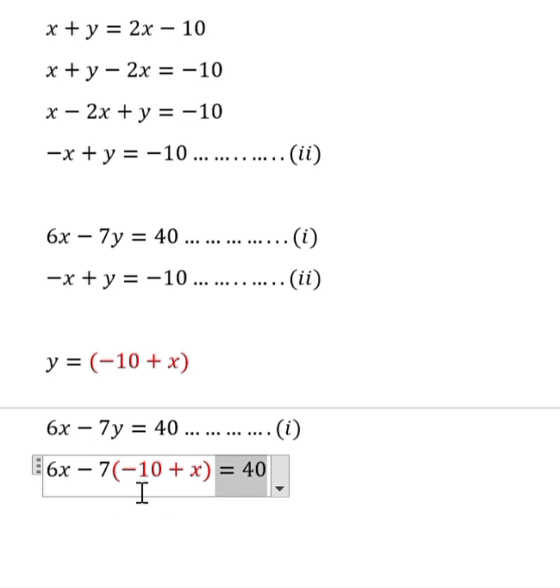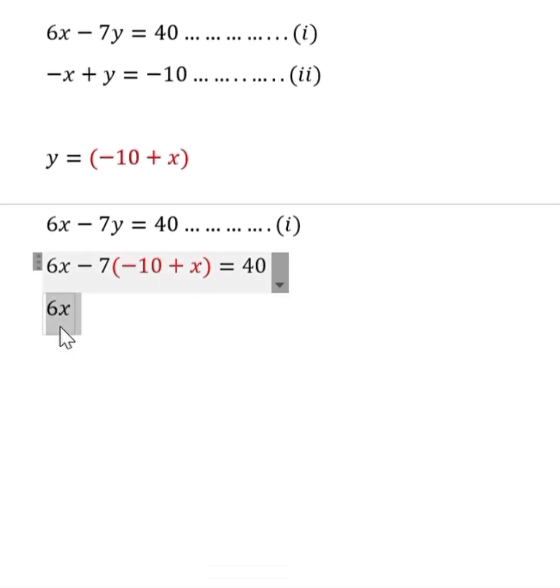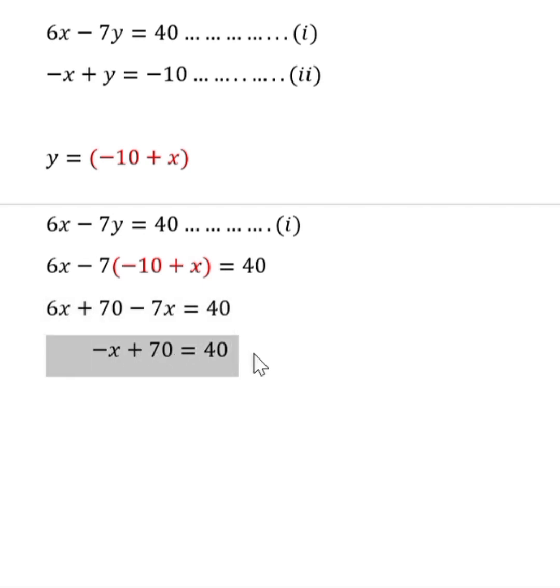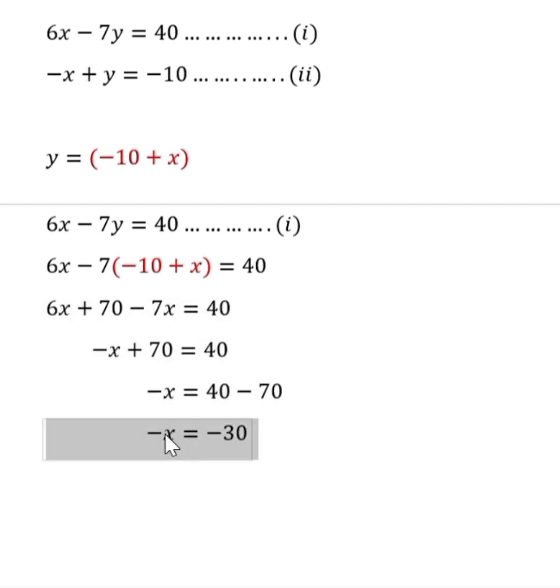If we open this bracket, we shall have 6x minus 7 times minus 10 gives us positive 70, minus 7 times plus x gives us minus 7x is equal to this 40. Like terms together, we shall have 6x minus 7x giving us minus x, and then plus 70 is equal to 40. Take this positive 70 across equal signs. If we take this positive 70 across equal signs, we shall have minus x being equal to this 40 minus 70. That means minus x is equal to minus 30.